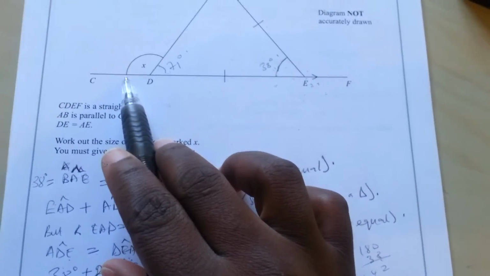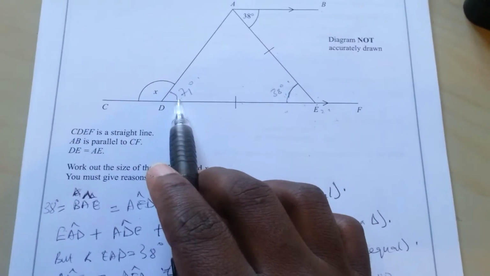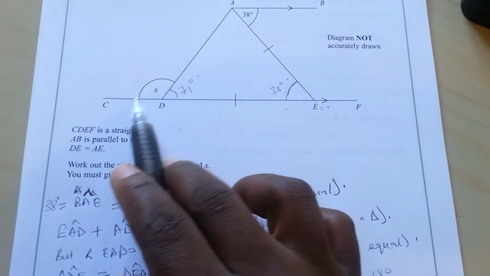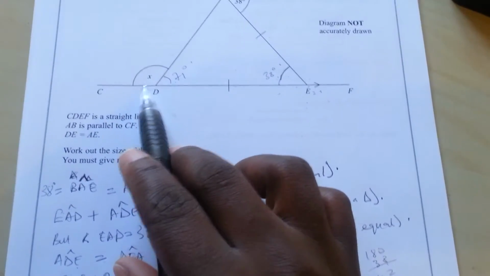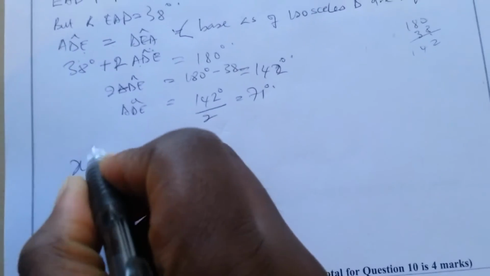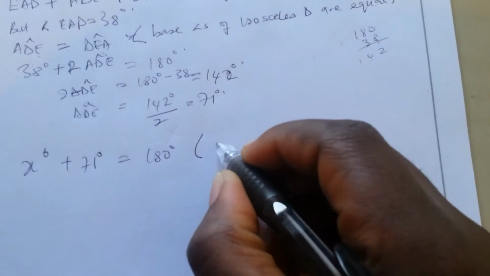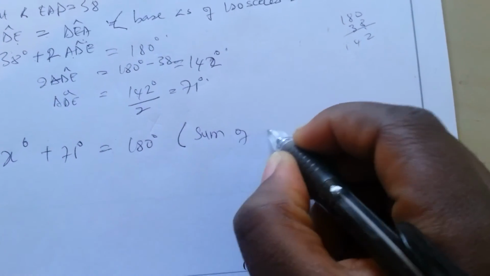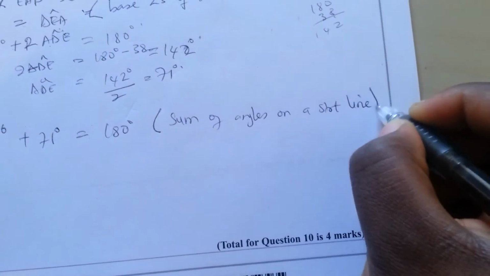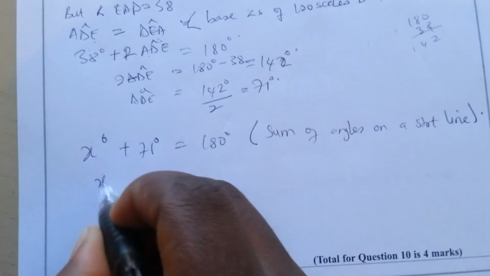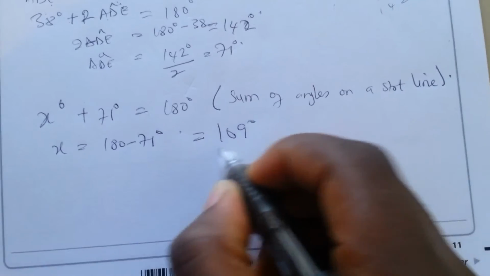Now to get x will have to be 180 minus 71 degrees, because there are angles on a straight line, and the sum of angles on a straight line add up to 180 degrees. So you have x degrees plus 71 degrees equals 180 degrees. Reason being, sum of angles on a straight line. So you have your x as 180 minus 71 degrees, which is going to be 109 degrees.